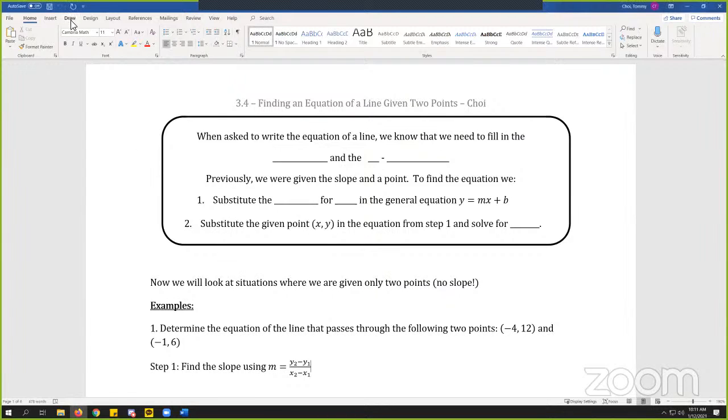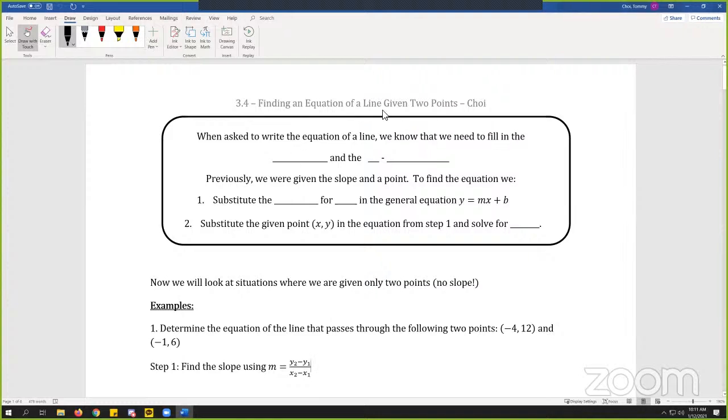So here, now we're looking at a different situation where we're given an equation. We need to find the equation of the line, but we're only given 2 points. So let's talk about this. When asked to write the equation of a line, we know that we need to fill in the slope and the y-intercept.